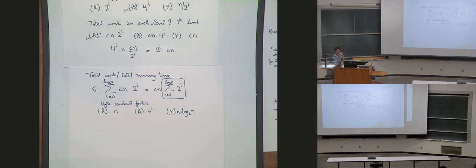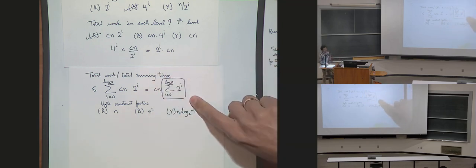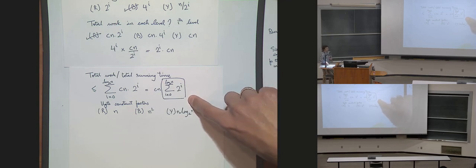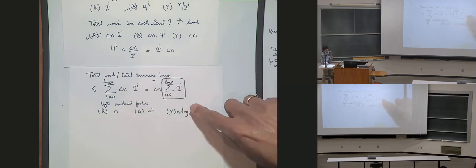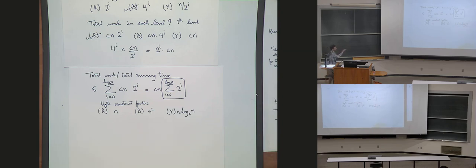What's there in that square? What's there in the square? Not the whole thing. Good. The thing in the square. It's some geometric series, right? 1 plus 2 plus 2 squared plus 2 cubed, and so on and so forth. So how much is it?